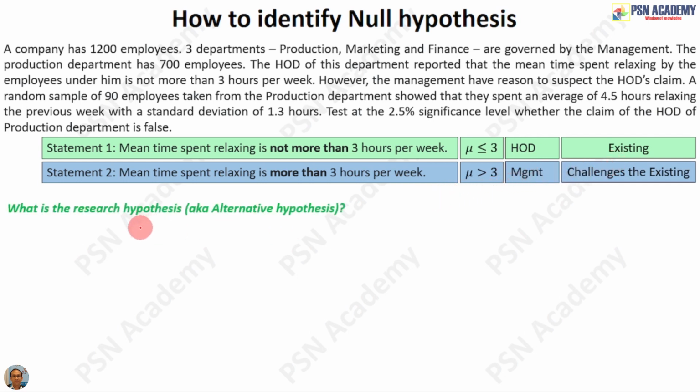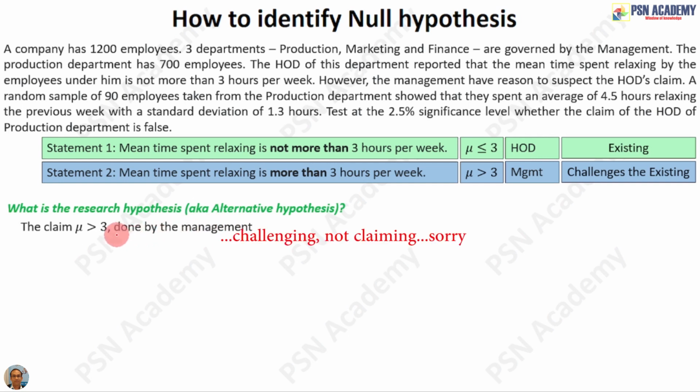So what is the research hypothesis? This research hypothesis is also known as the alternative hypothesis. Since the management is challenging the existing report, the claim mu greater than 3 made by the management is our research hypothesis, right? So this one becomes H1, that is the alternative hypothesis, and this one is H0, that is our null hypothesis, correct?